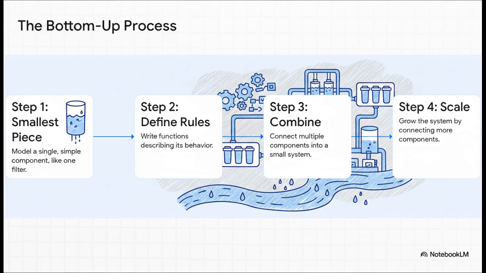So, how does this actually work in practice? Well, imagine you're designing a big water purification plant that uses reverse osmosis. You don't start by trying to model the whole plant. No way. You start with just one filter. You write a couple of simple functions that perfectly describe how that single filter behaves. Then you connect a few of them together. Then you connect a few more. You just scale it piece by piece by piece.